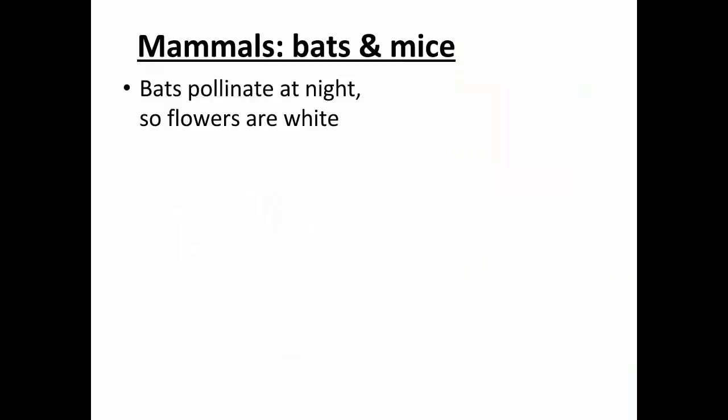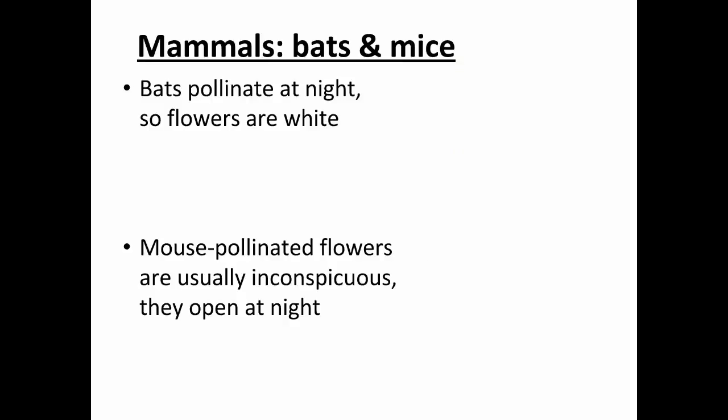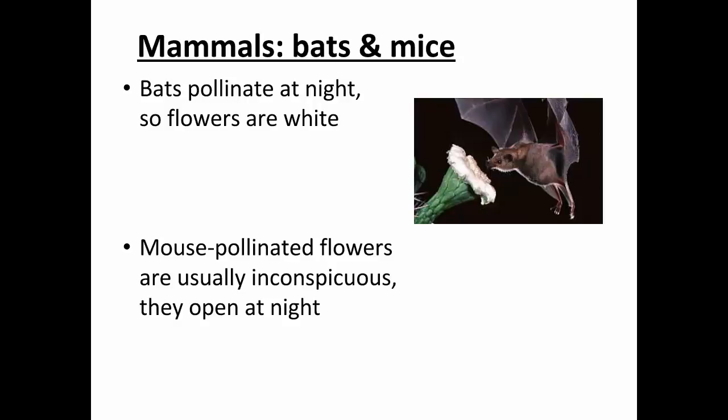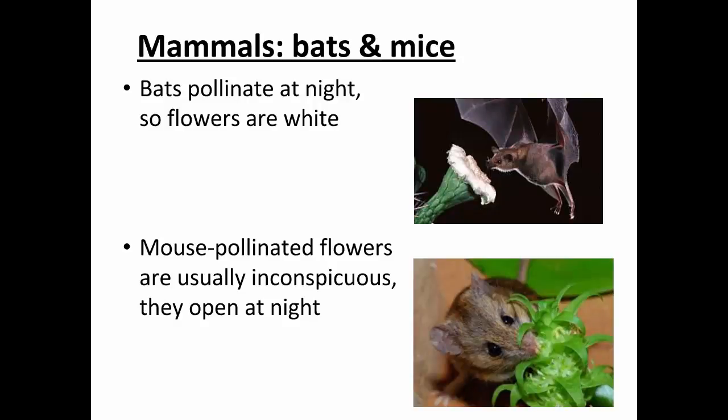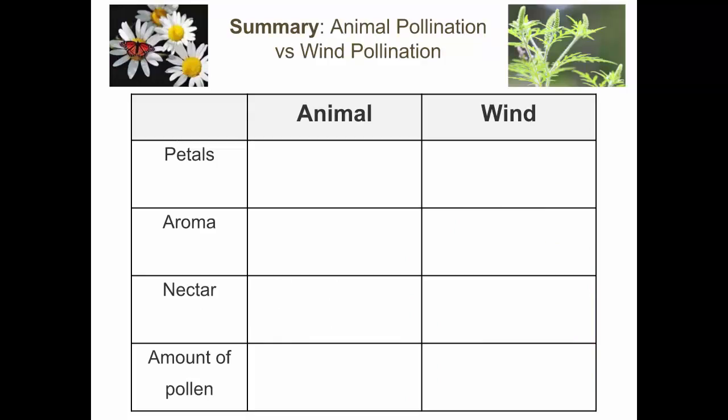Mammals do sometimes pollinate. Bats pollinate at night, so those flowers are often white. Mice sometimes pollinate. Those flowers are also open at night. And again, they feed on different parts of these flowers, and in the process spread pollen. We're going to skip this slide.